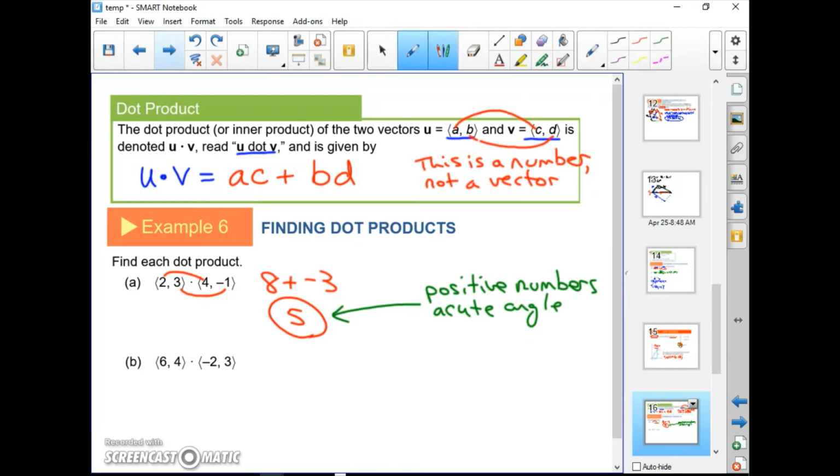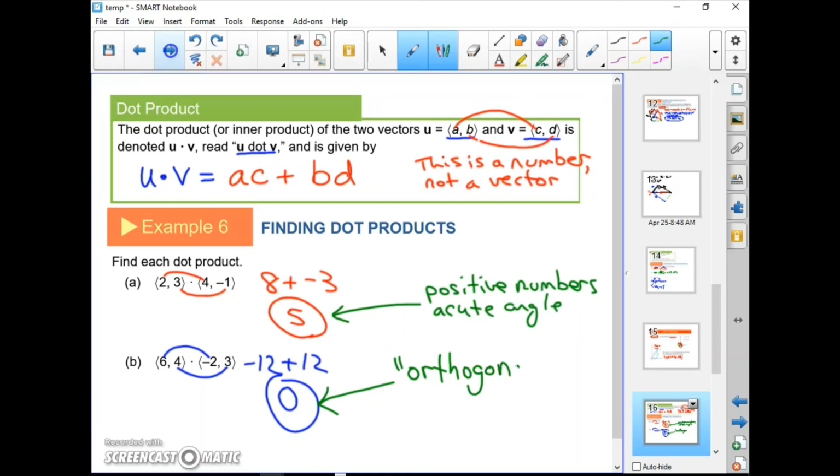So is anybody ahead of me and already done the next one? What did you get? 0. Good. You have 6 times negative 2 is negative 12, plus 4 times 3 is 12. You've got a dot product of 0. That's an important one. 0 is going to indicate this word called orthogonal. Orthogonal seems like a really tough word, but when it says orthogonal, that means basically we're talking about a 90-degree angle. There is a 90-degree angle between the two vectors.